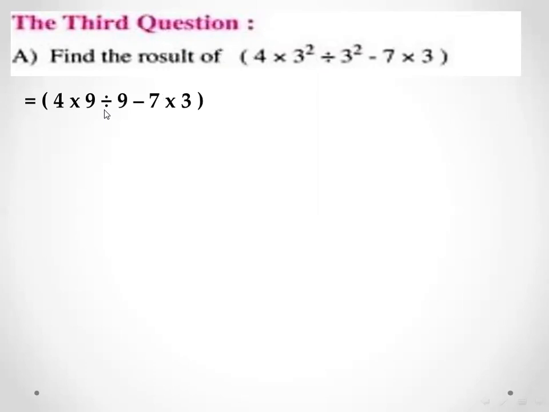Third, you're going to solve multiplication or division according to what comes first. Here I have 4 times 9, okay, equals 36. I'm going to solve the other multiplication operation.